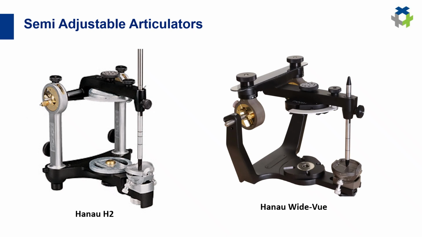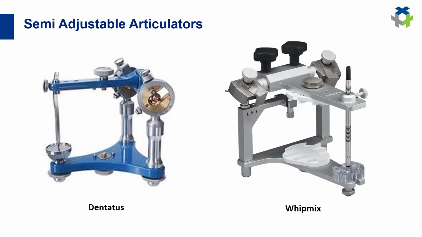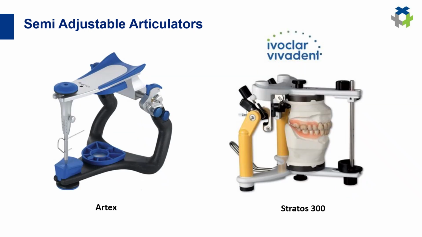The lateral condylar guidance can be modified, and at the same time the incisal table can be modified, and in some articulators even the intercondylar distance can be modified. Some examples of semi-adjustable articulators are the Dentatus and the Whip Mix. The Whip Mix provides three intercondylar distances, small, medium, and large, which are adjustable on the articulator. The more recent articulators are the Artex and the Stratos 300. These are much more sophisticated articulators which are semi-adjustable.